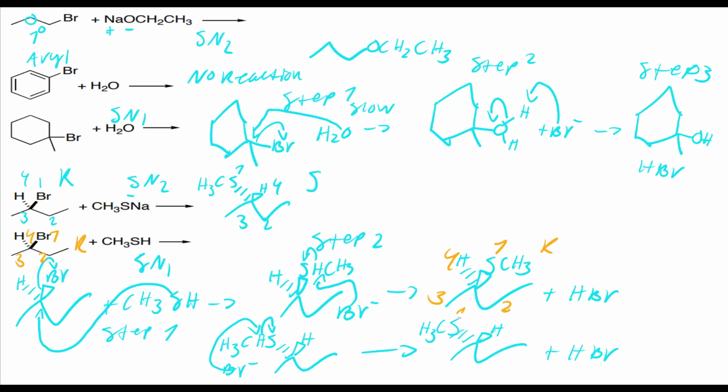We have 1, 2, 3, and 4, that's R, but the hydrogen is in the front, so it's going to be S. And notice that that is a racemic mixture. We have a 50% chance of getting R and a 50% chance of getting S. Okay, so that's the reaction for chiral carbons in SN1 reactions, or SN2 reactions in this case. That's an SN2, and all this was an SN1 reaction.